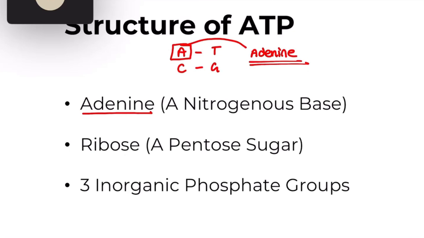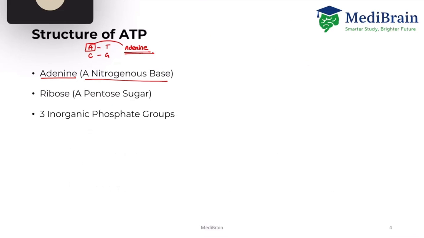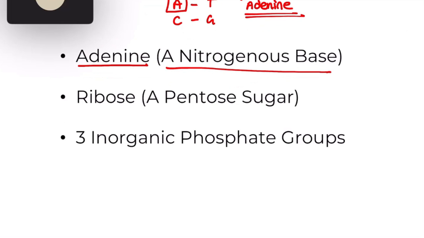Okay, so the structure of ATP contains adenine, a nitrogenous base, which we've looked at in DNA replication. It also contains ribose, which is a pentose sugar. Remember, DNA contains deoxyribose. Again, we looked at that at the start of this unit, and we looked at the phosphodiester bonds that form between the phosphate and the deoxyribose, which act as strong covalent bonds, and we built on our knowledge from there.